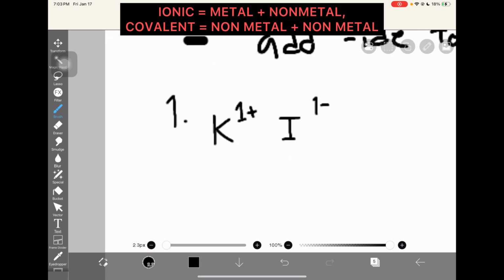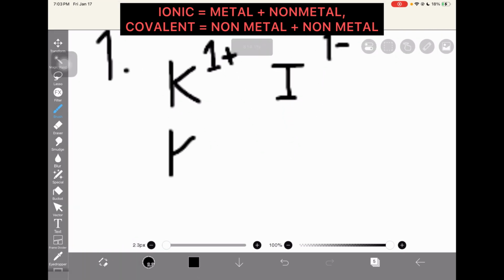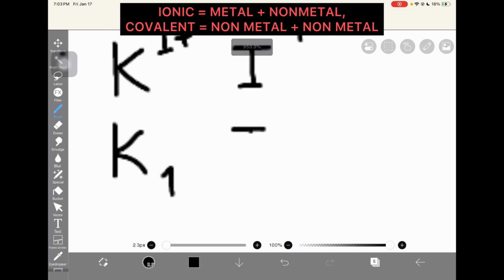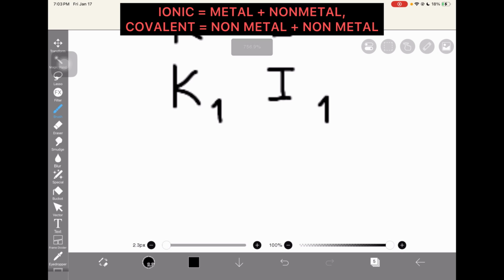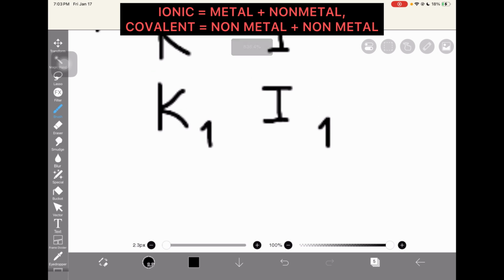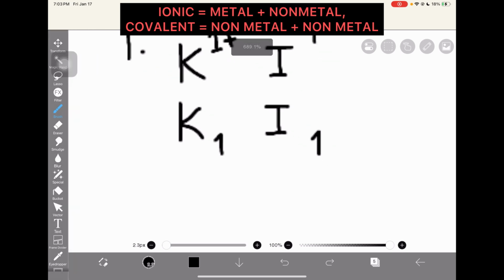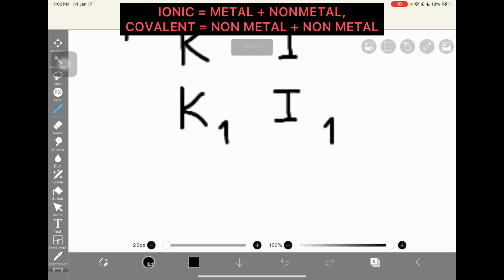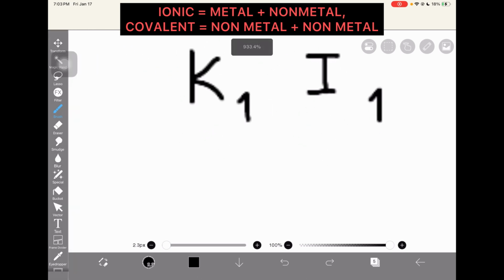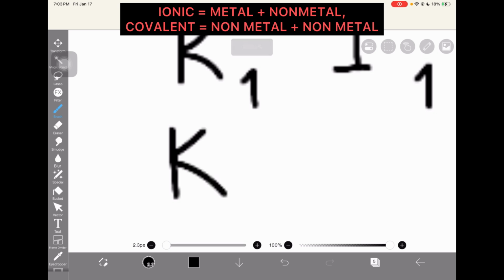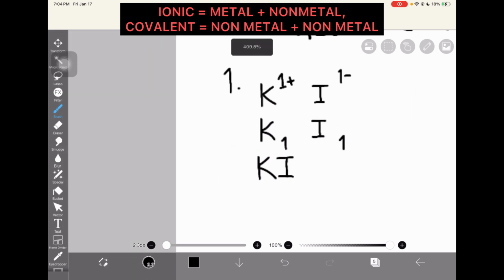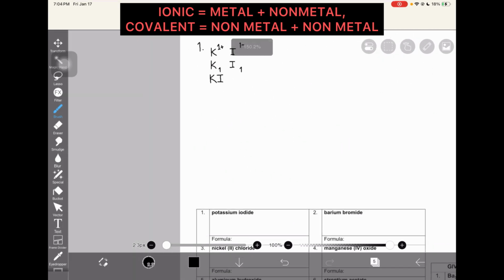That's the first step: identify the charges. Then we drop the symbols and just keep the numbers. Drop. Now we swap the symbols. Swap these two, though I'll show you a different example because that's not needed here. Then reduce. When reducing, remove all the number ones and common factors. I'll show you an example of a common factor later. So therefore, it's just KI for potassium iodide.